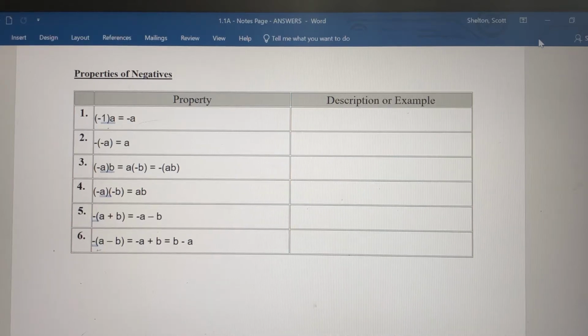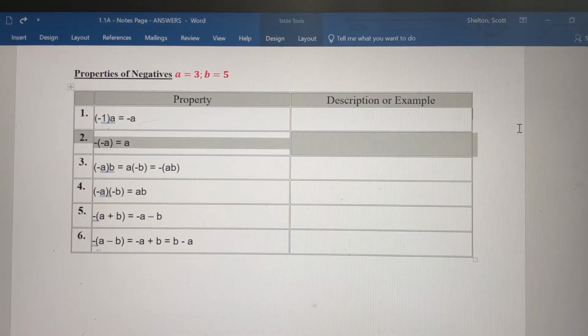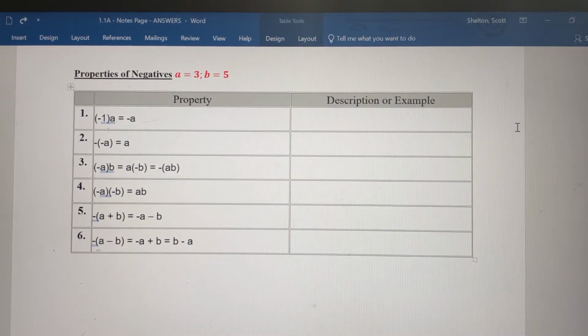All right, guys, so in this video, we're going to talk about the properties of negatives, okay? We've got two values we're going to be using based on these properties. We've got A and B both, and I'm going to use the same values for A and B all the way through, okay? So A is going to be 3, and B is going to be 5, okay?